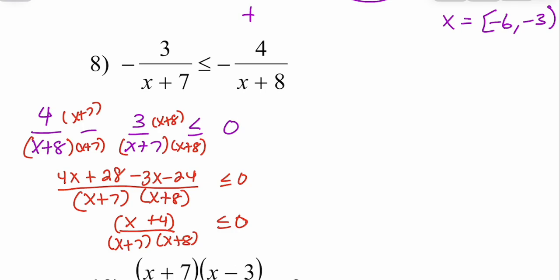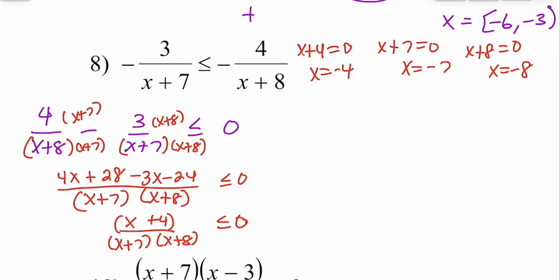So again, if it's not related to 0, move the thing to the other side, get common denominators, combine the fractions. We're done. We're ready. Okay. So now it's ready to actually do what we've been doing from the very first problem. We're going to set each factor equal to 0. This gives us negative 4, negative 7, and negative 8.